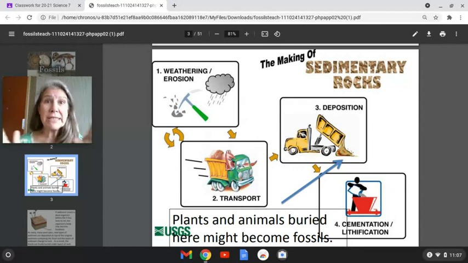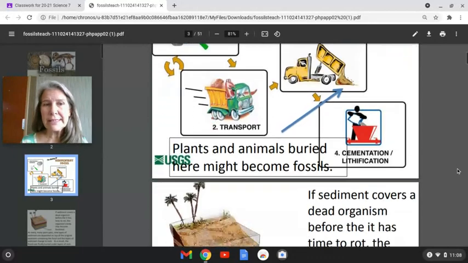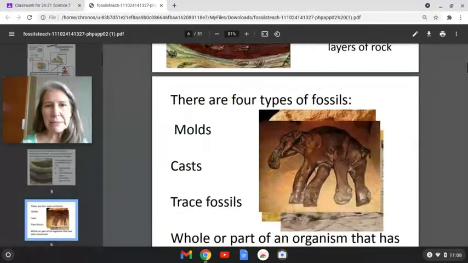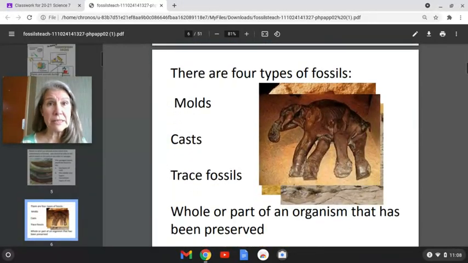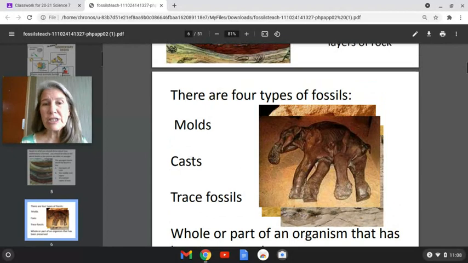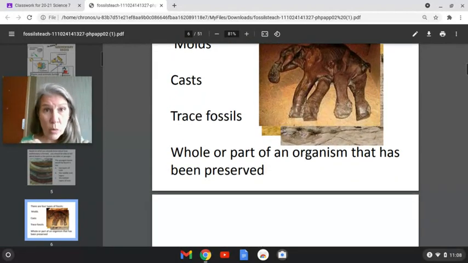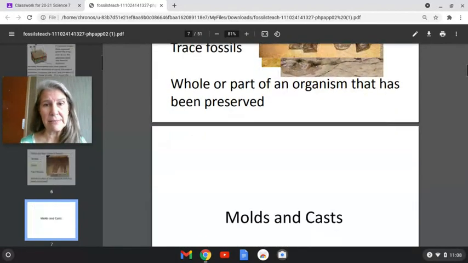And of course, this would have happened very rapidly during Noah's flood. So I'm going to skip just a couple of spots here. There are four main types of fossils. We have molds and casts and trace fossils, and it is just a whole or part of that organism that's been preserved.